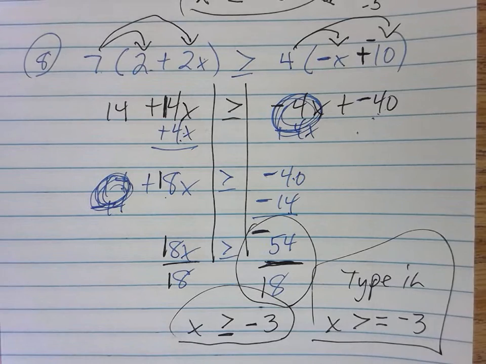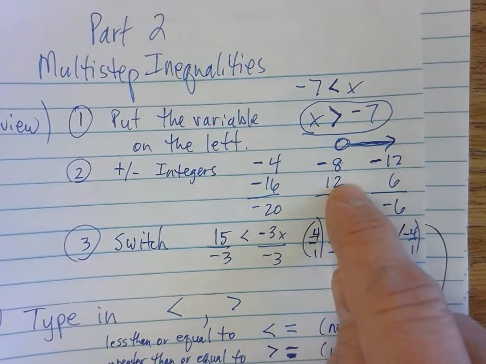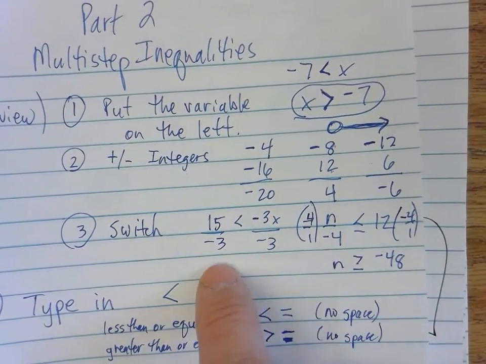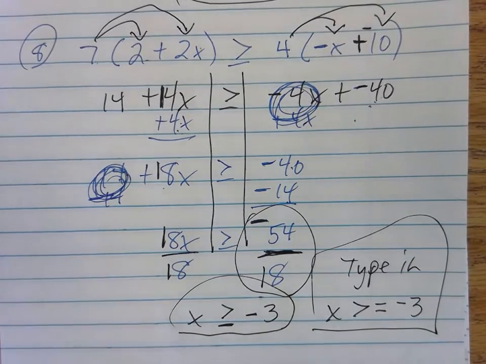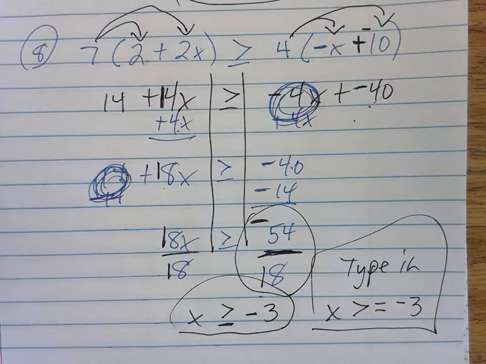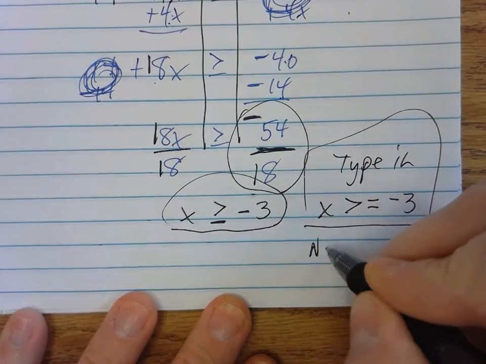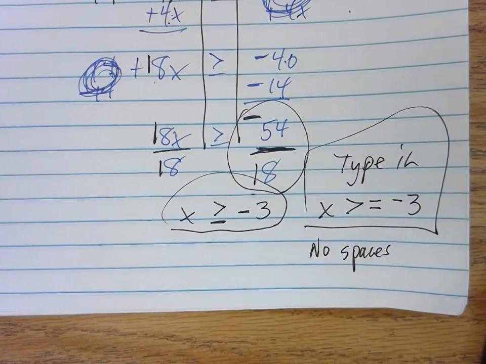Hope that helps you out. Make sure you put the variable on the left. Be careful with your adding and subtracting integers, and only switch if you multiply or divide by a negative. Only switch if you multiply or divide by a negative. If you got any questions, email me and let me know. Quiz is coming up here, so be careful. Make sure you type in your stuff right. Don't put any spaces in there. No spaces. Just type it all in there together. Jam it all together.